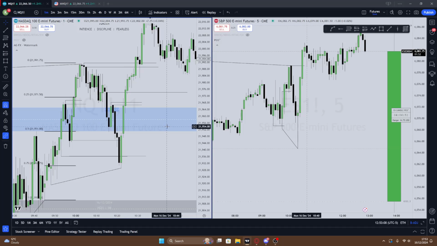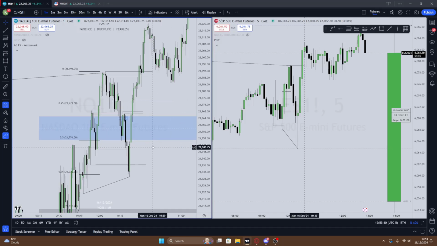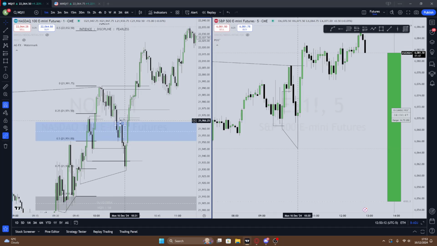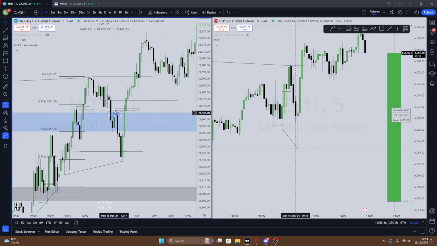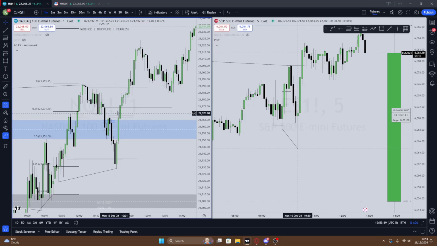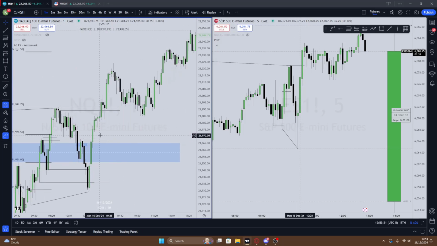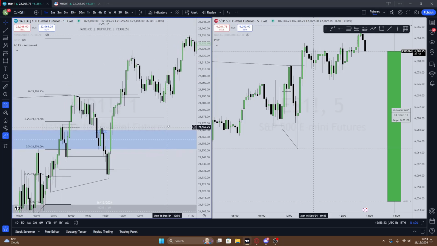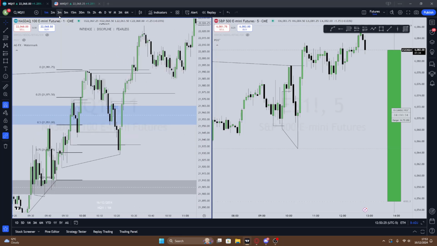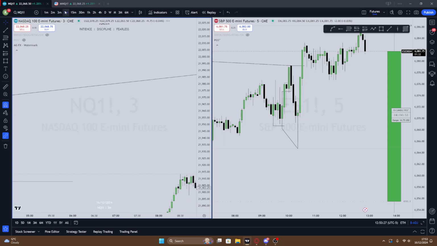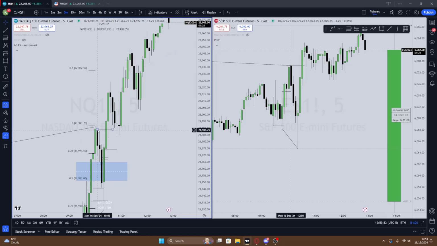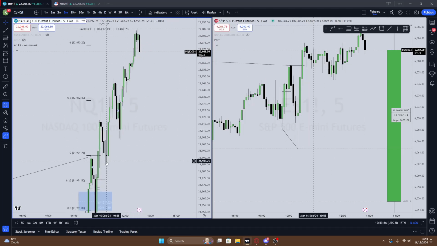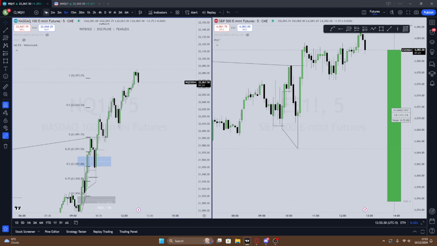Now why didn't I catch this entry? Well, first of all, the order block was never created. There was never a chance to get into this price action here. Now you could have entered off a 5-minute order block here. Yeah, so the 5-minute order block right here, that's what you could have entered off, and you would have had a really nice expansion higher.